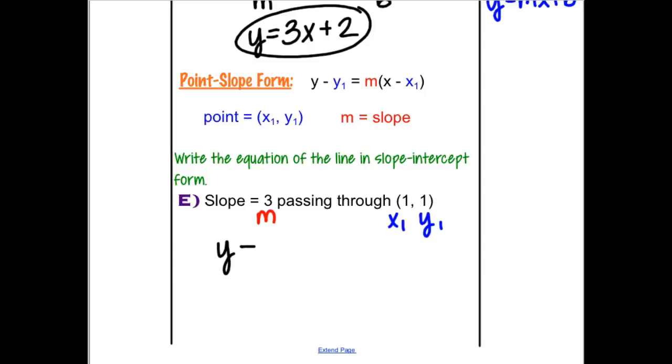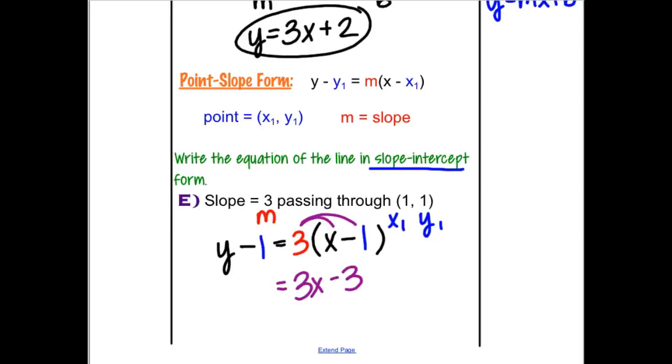The only time it will be plus is if your point is negative. So we have y minus 1 equals our m of 3 times x minus our x1 of 1. Now we can't leave it like that because it says we want slope-intercept form. So now we need to solve for y. The first thing we need to deal with is parentheses. So we will distribute the 3 into the x and the 1, so we get 3x minus 3, and that equals y minus 1. And then we have to solve for y.